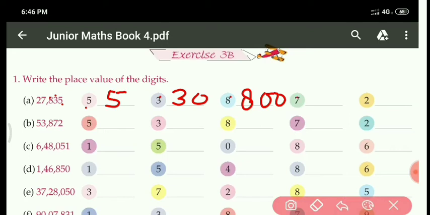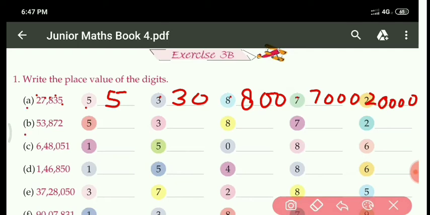Okay. Next what is given? 7. Look at the place of 7 in this number. It is given at the 1000 place. So 7000 will be 7 0 0 0. Okay. Next, 2 is given at the 10,000 place, and in 10,000 how many 0 are there? 4 zeros. So place value of 2 will be 20,000. Wait, again I am writing this place value. Here will be 4 zeros: 1 2 3 4. Okay.